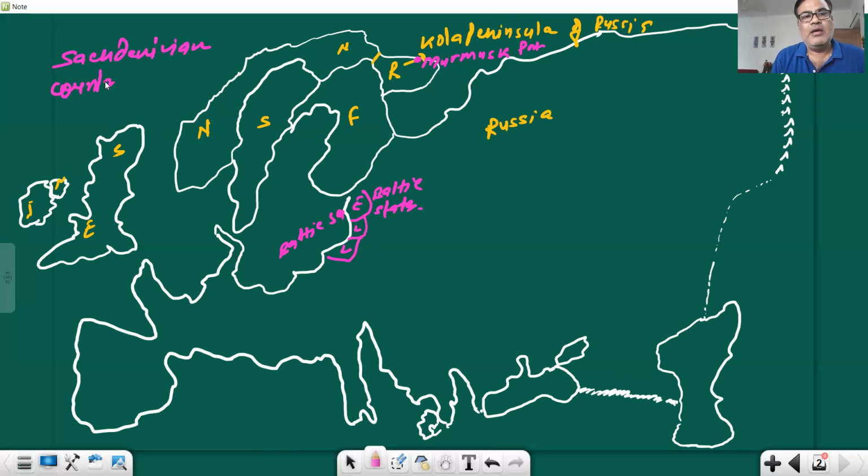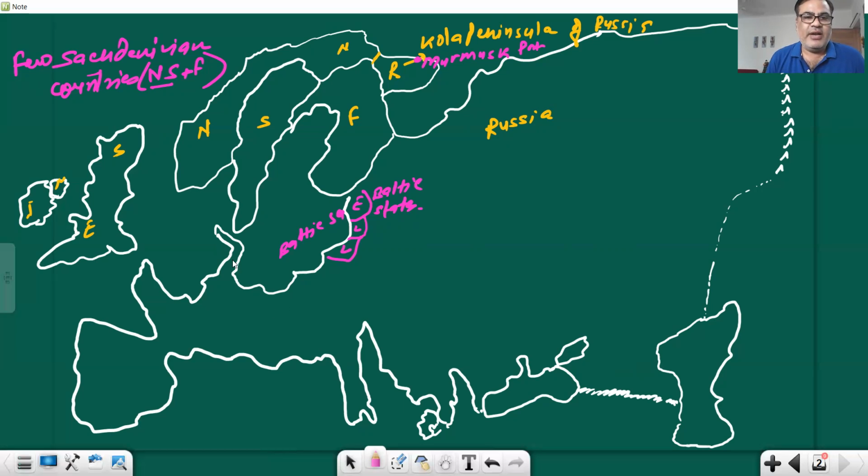Scandinavian countries, which includes Norway and Sweden, mainly. If we add Finno-Scandinavian, then Finland is also in this. All right, Norway, Sweden, and Finland, the Finno-Scandinavian countries.